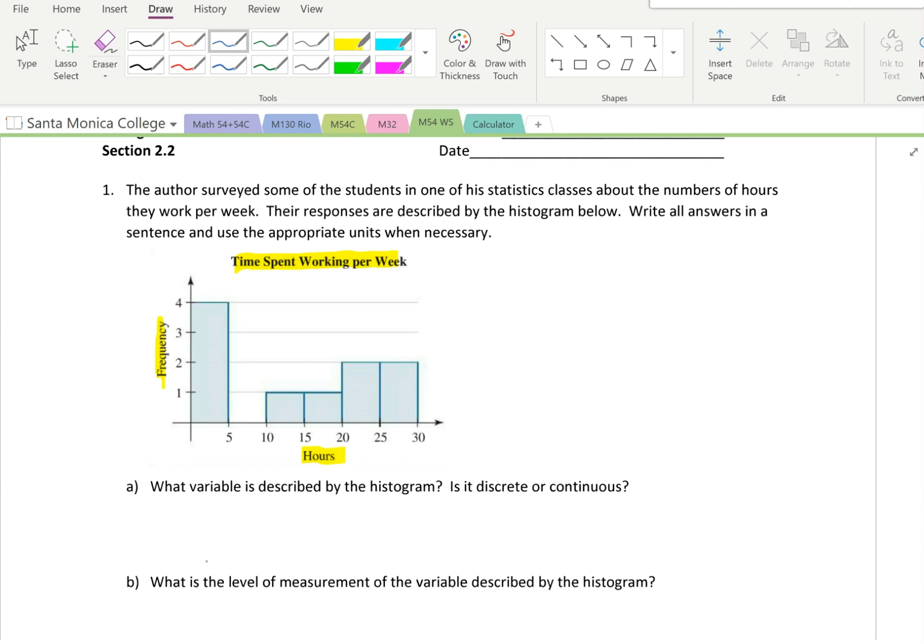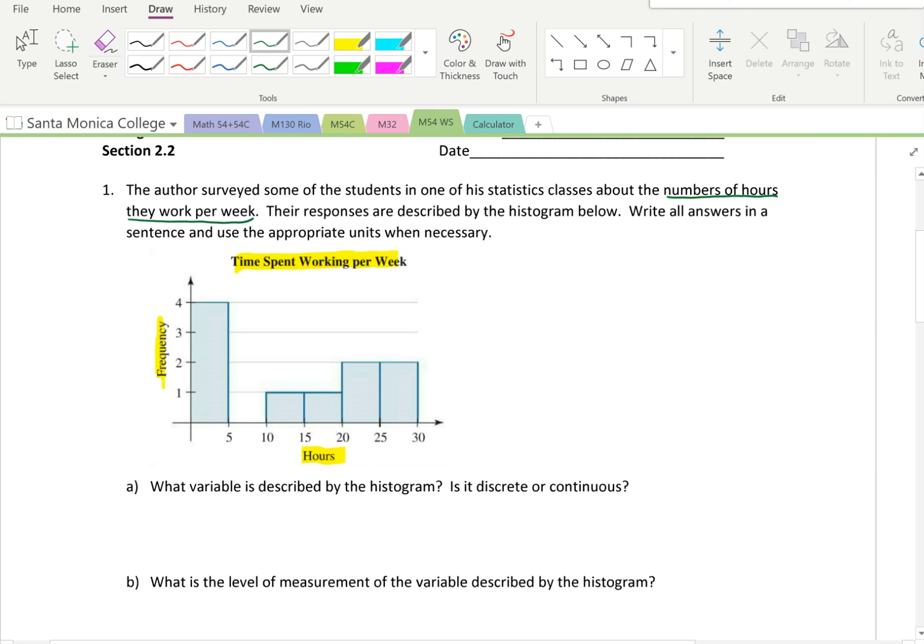The author surveyed some of the students in one of his statistics classes about the number of hours they work per week. Their responses are described by the histogram below. Write all answers in a complete sentence and use appropriate units when necessary. Now, this is the histogram over here. The title is Time Spent Working per Week, where the vertical axis is the frequency, and the horizontal axis is hours, which is time spent working per week.